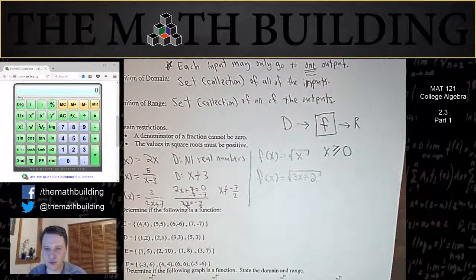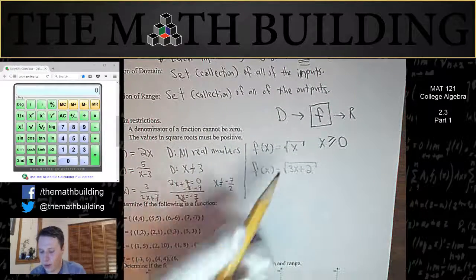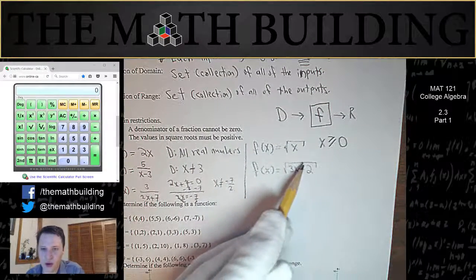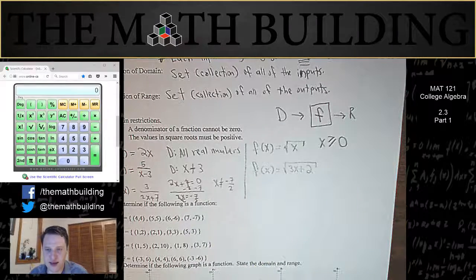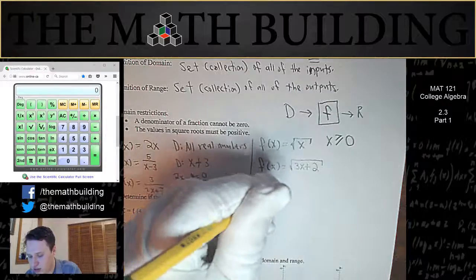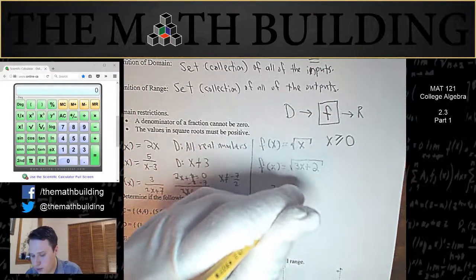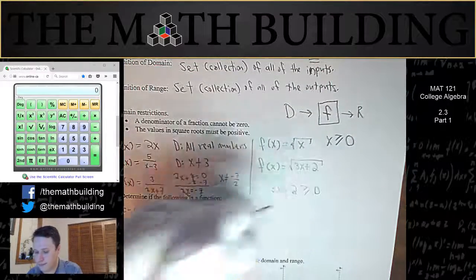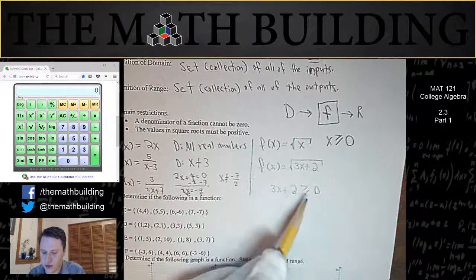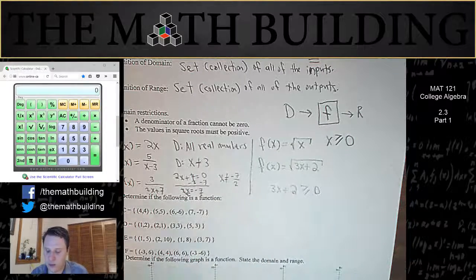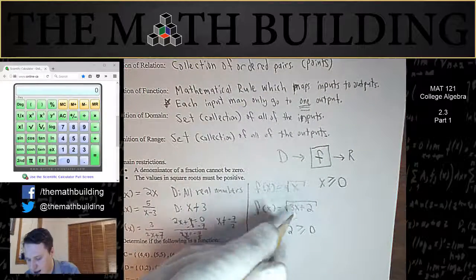The square root of 3x plus 2. Well, we know that the entire expression under the square root needs to be positive, so basically we set up this inequality. The entire expression under the square root needs to either equal 0 or be positive. So let's find out what values of x make that happen.